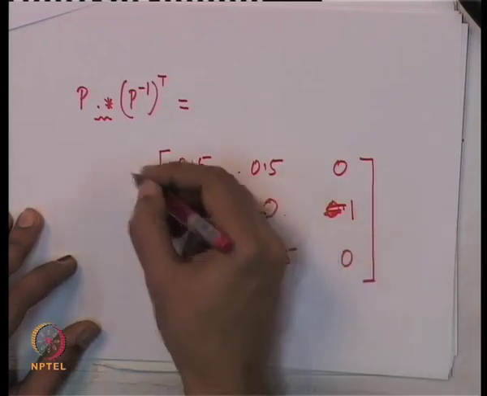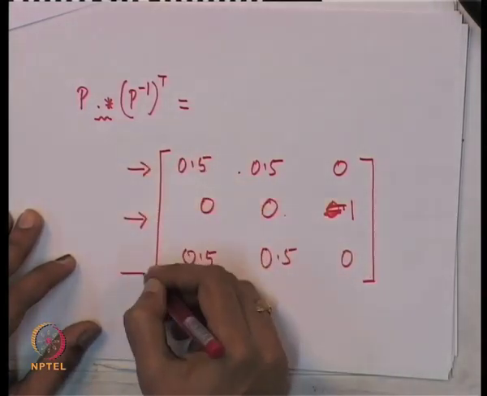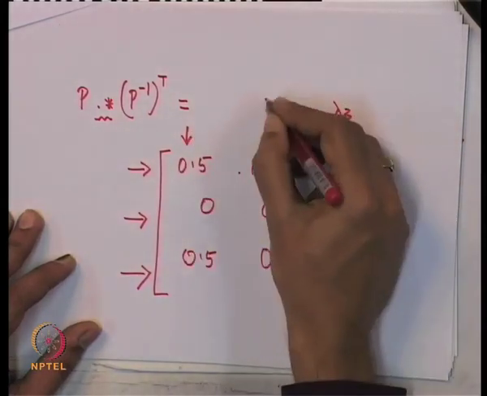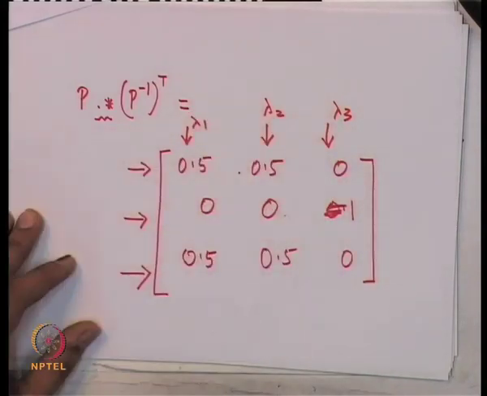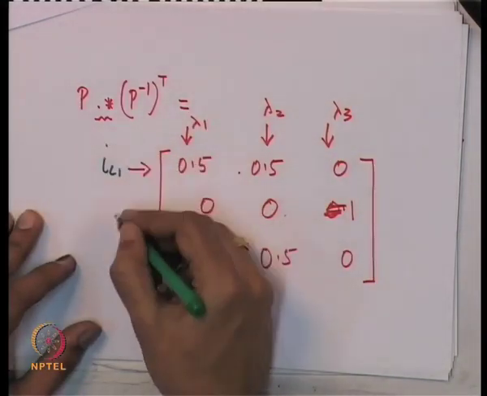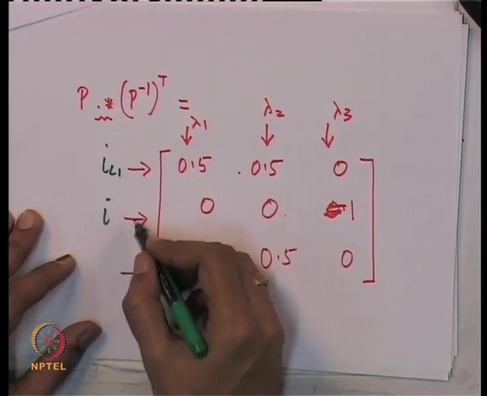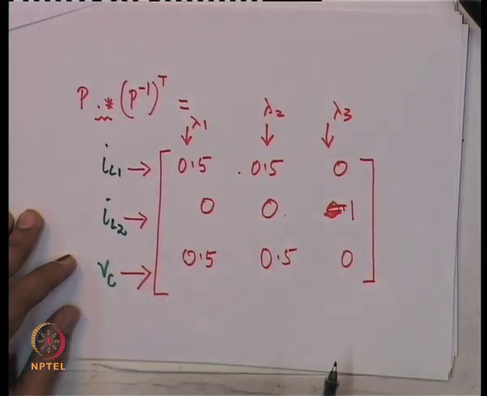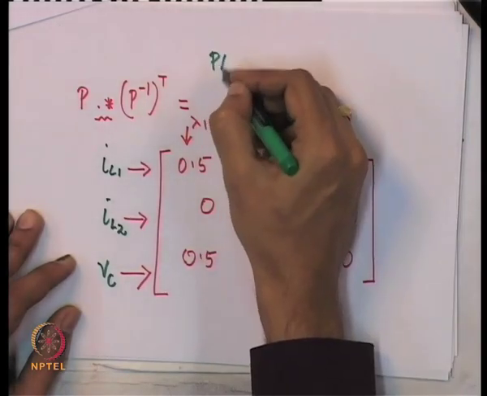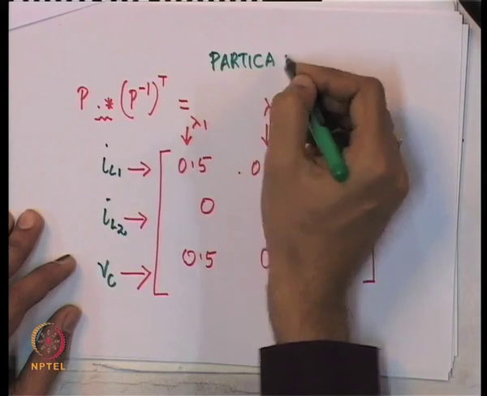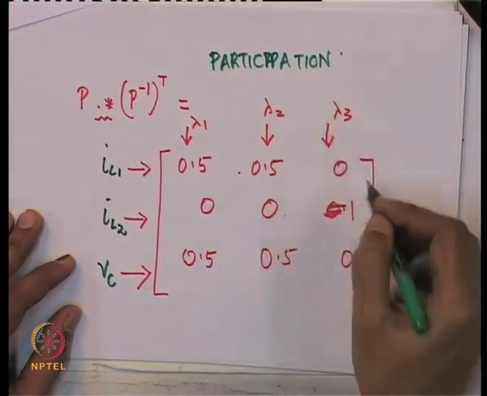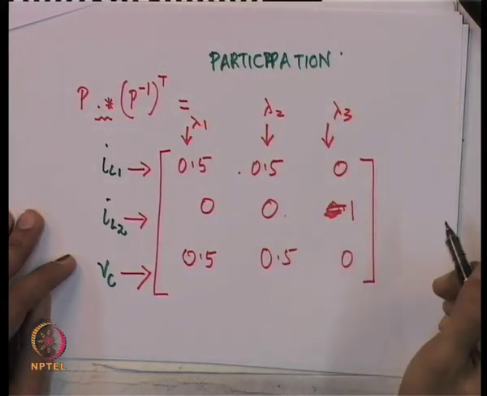What we see here is, this is of course corresponding to state 1, state 2 and state 3. This is eigenvalue 1, eigenvalue 2 and eigenvalue 3. This is IL 1, IL 2 and V c. What we see is that this particular thing is called a participation matrix, and it gives you the participation of a state in a mode.